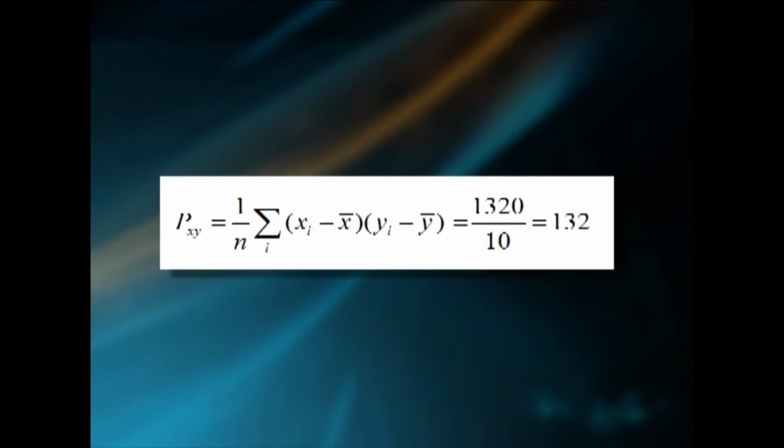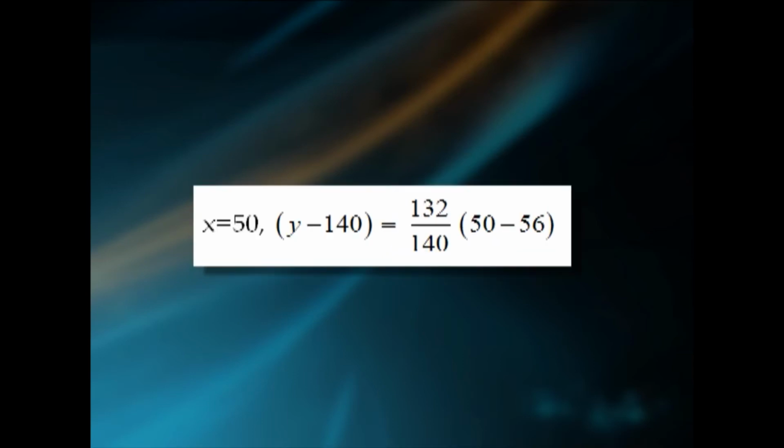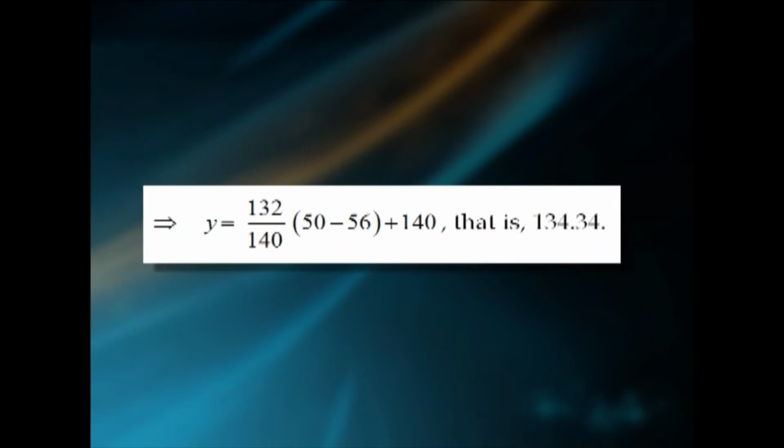Solution. To predict y value for a given x value, the regression equation y on x is appropriate. This line is expressed as y minus y bar equal to pxy by sigma square x into x minus x bar. Here pxy equal to 1 by n summation over i xi minus x bar into yi minus y bar equal to 1320 divided by 10, that is 132. Hence, the line becomes y minus 140 equal to 132 by 140 into x minus 56. When x equal to 50, y minus 140 equal to 132 by 140 into 50 minus 56. This implies y equal to 132 by 140 into 50 minus 56 plus 140, that is 134.34.